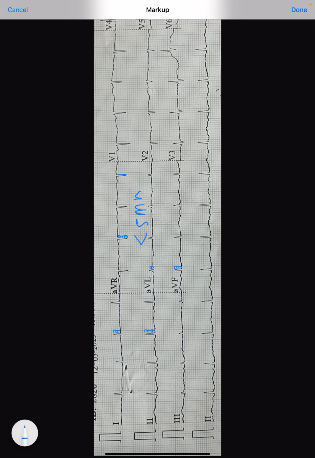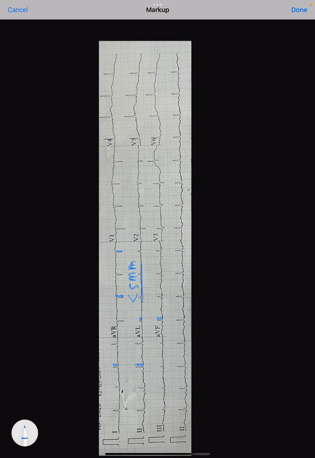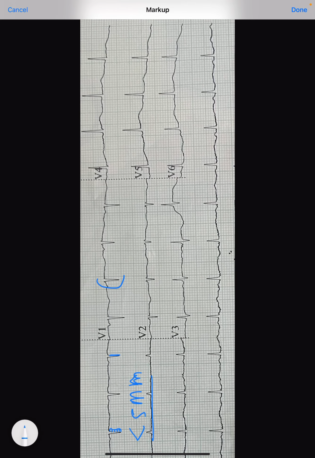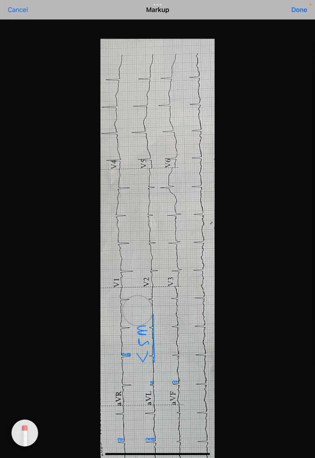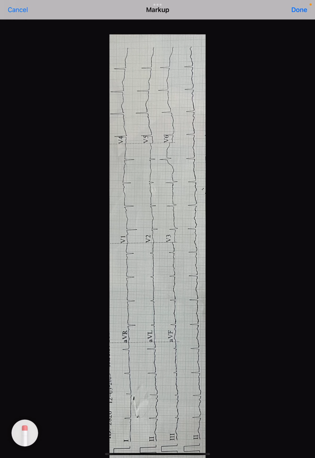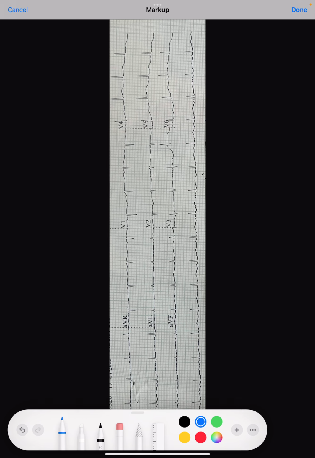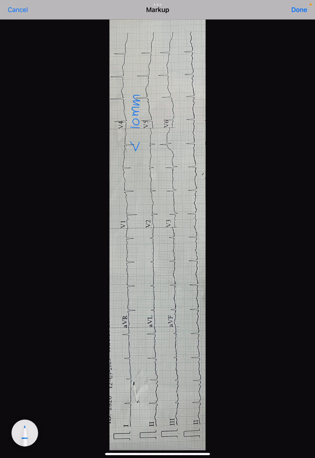So in all these limb leads it is less than 5 millimeter, and in chest leads it is less than 10 millimeters. Here it is around 7 millimeter. Here it is 5 plus 2 and 1, 8 millimeter. Here it is around 5 and 4, around 9 millimeter. So in short, this is a low voltage ECG. We call it low voltage ECG when the highest QRS complexes are less than 10 millimeter in the chest leads, and less than 5 millimeter in limb leads.